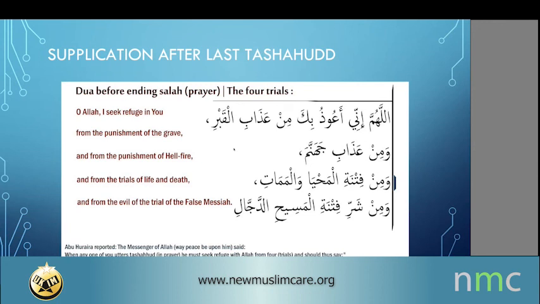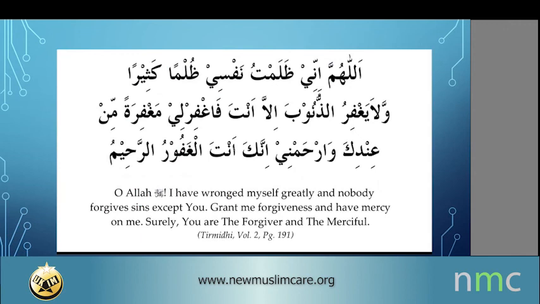An example of another dua is this one, and there are many others that you can find in the sunnah. Allahumma inni zalamtu nafsi zulman kathiran wa la yaghfirudh dhunuba illa anta faghfir li maghfiratan min indika warhamni innaka antal ghafurur rahim. O Allah, I have wronged myself greatly and nobody forgives sins except you. Grant me forgiveness and have mercy on me. Surely you are the Forgiver and the Merciful. So there are different options of supplications you can make at this time.